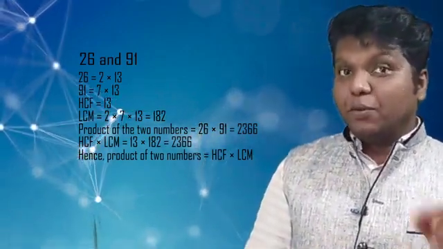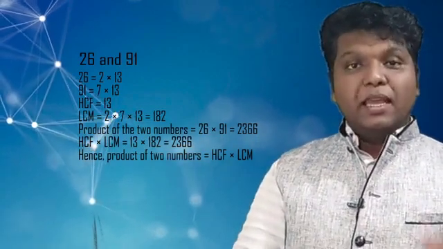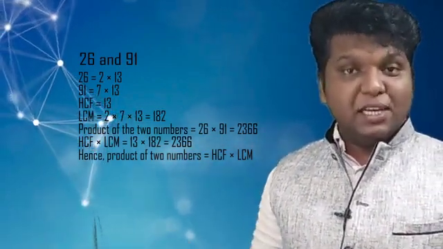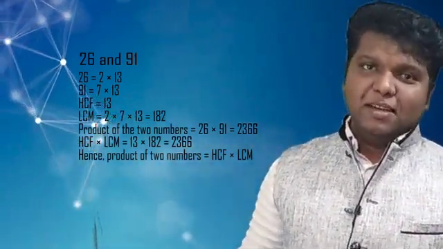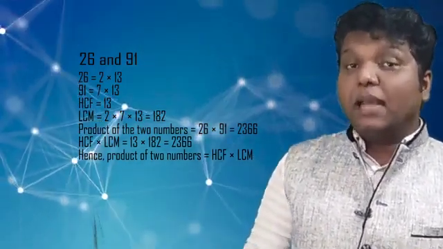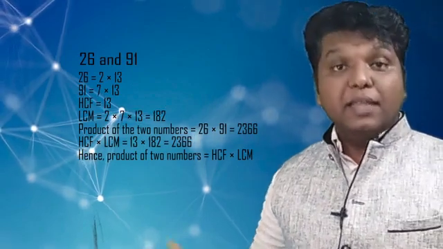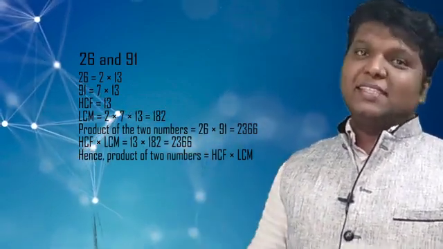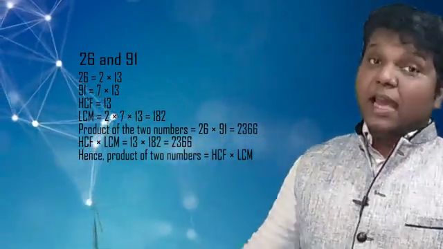What is verified? So we will write, therefore, HCF into LCM is equal to the product of the numbers. Meaning if you're taking two numbers and you take the product of those numbers, that will be exactly equal to the product of their HCF and LCM. So it's verified. So we can write: hence verified.